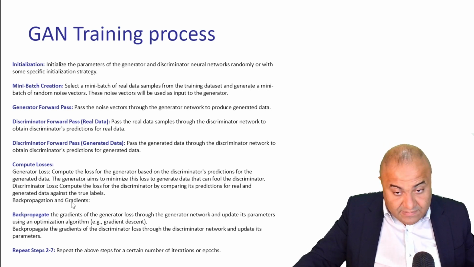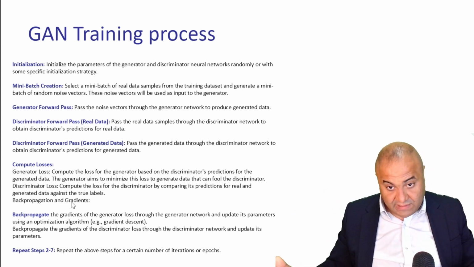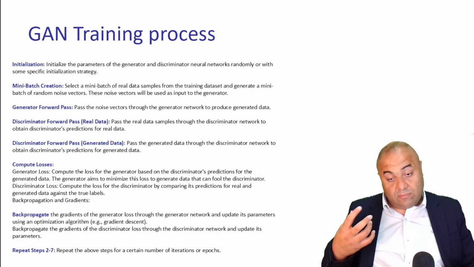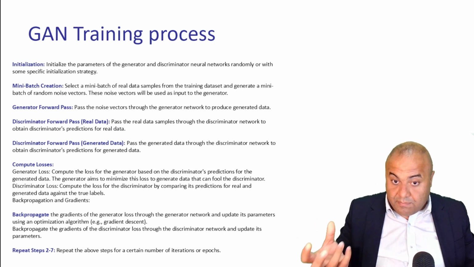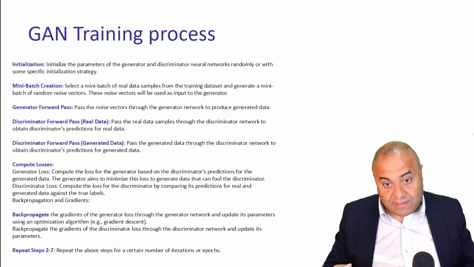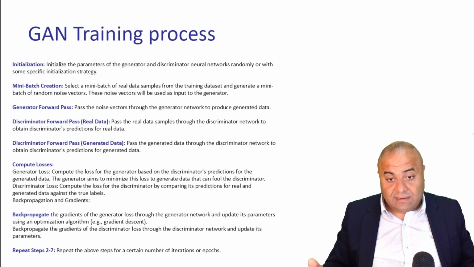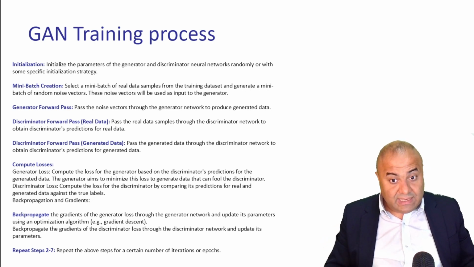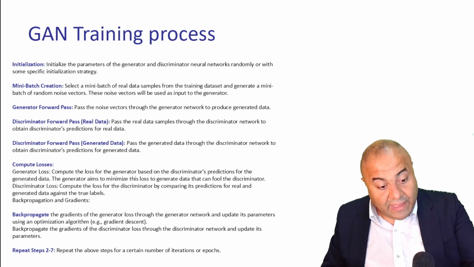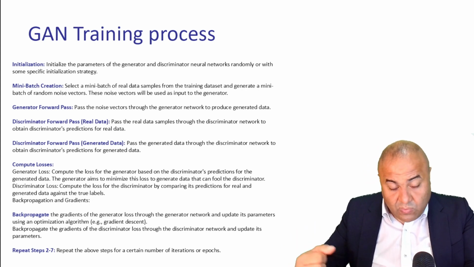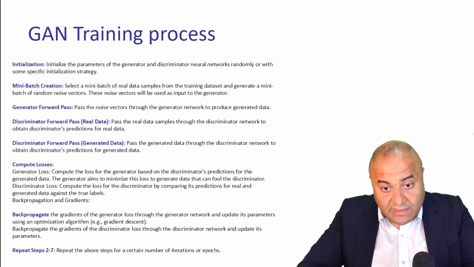We keep doing this many times until both networks perform well, and the discriminator is fooled, let's say, half of the time. It's very hard for the discriminator to realize that there is a difference between real images and fake images. By then we can say that the network has converged, and we have successfully trained the neural network.